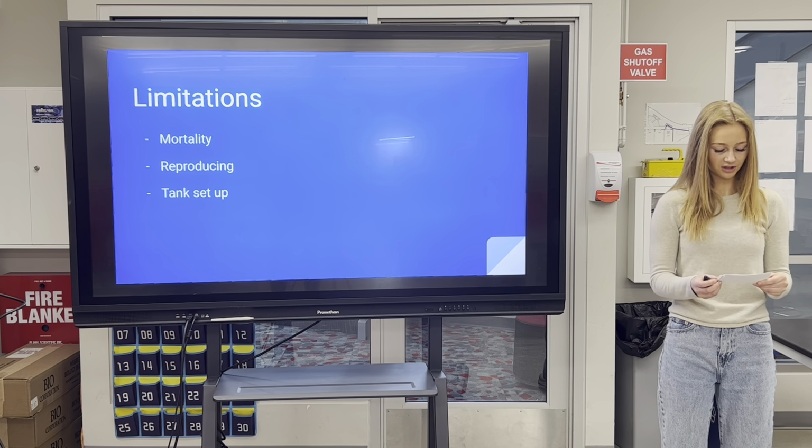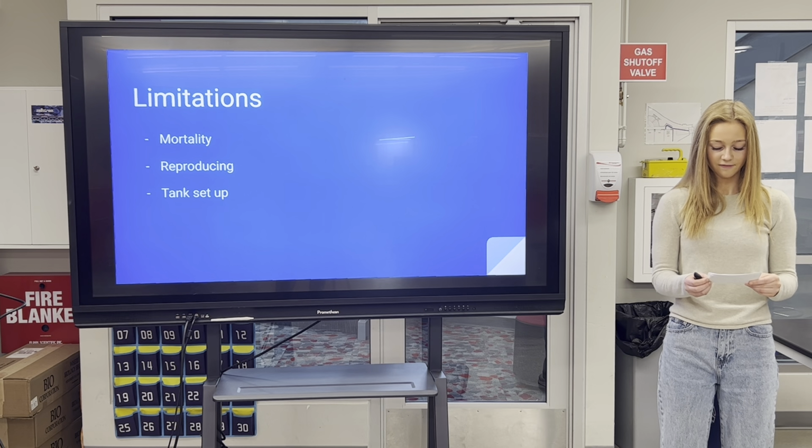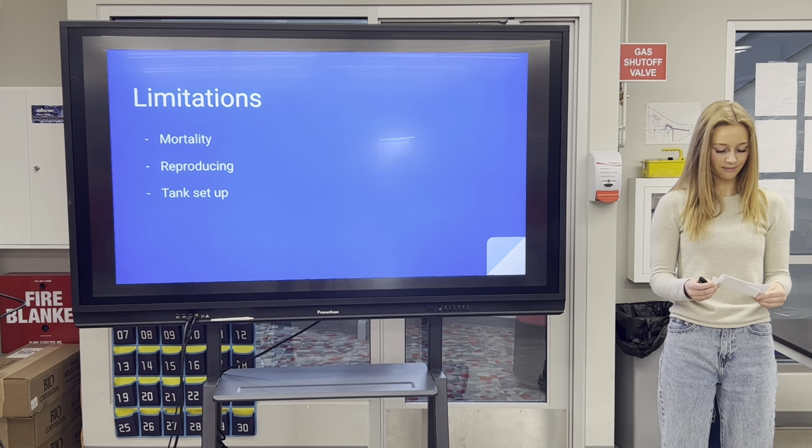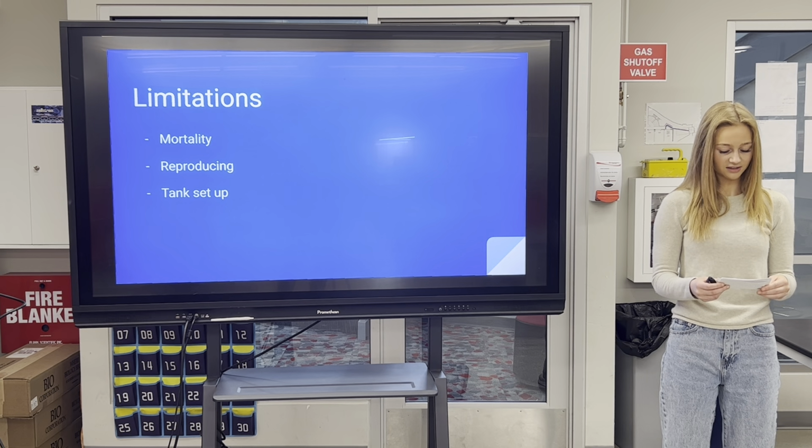There were 3 major limitations on this study: the fish from Group 1 dying, the fish from both groups not reproducing, and the tank setup. After 3 weeks, all the fish had died.